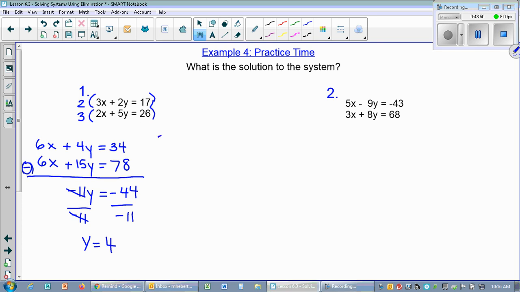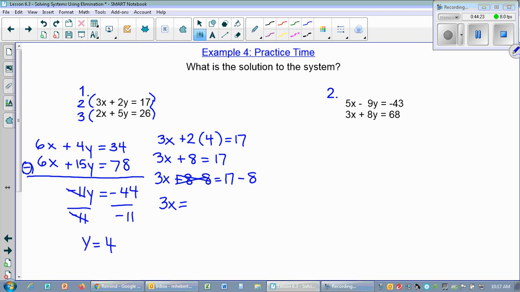So I've got 3x plus 2 times the y value is equal to 17. And I'll put 4 in for my y value. I will first solve 2 times 4, which is positive 8, equals 17. To remove my 8, I will subtract 8 from each side, because plus 8 and minus 8 are opposites. If I subtract 8 on the left, I must subtract 8 on the right. Plus 8 minus 8 go away, leaving me with 3x. And 17 take away 8 is 9. Divide each side by 3 to get the coefficient of a positive 1x.